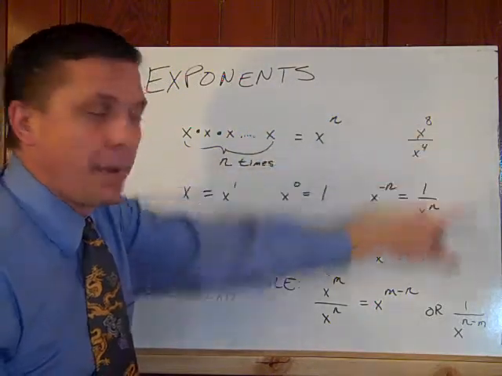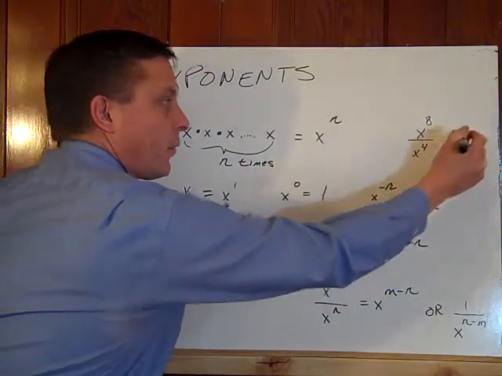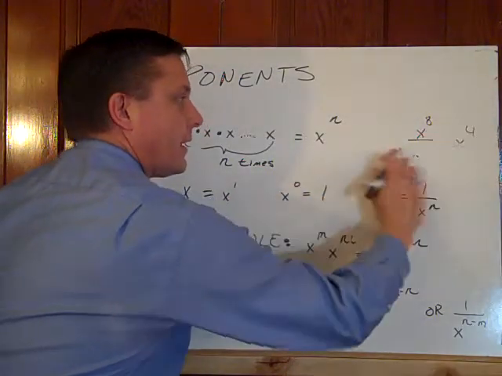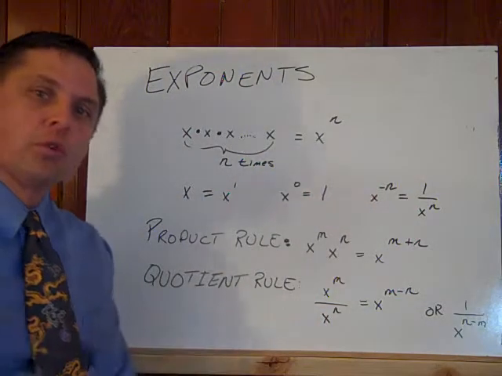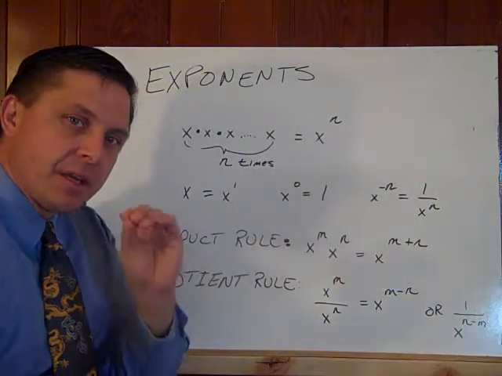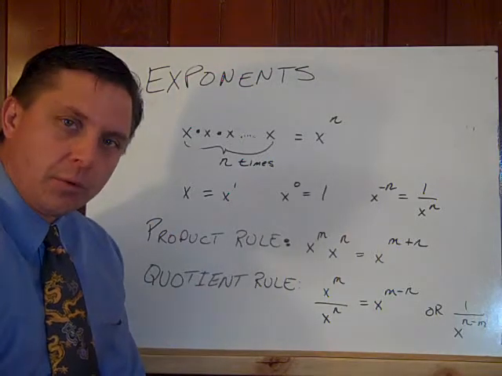You can take this to the top, x to the negative 4, 8 and negative 4 make 4, or just look and say 8 minus 4 is x to the 4. And that's the quotient rule shown here at the bottom. These are all rules you should have in your notes. Today we're going to add basically the last rule of exponents.